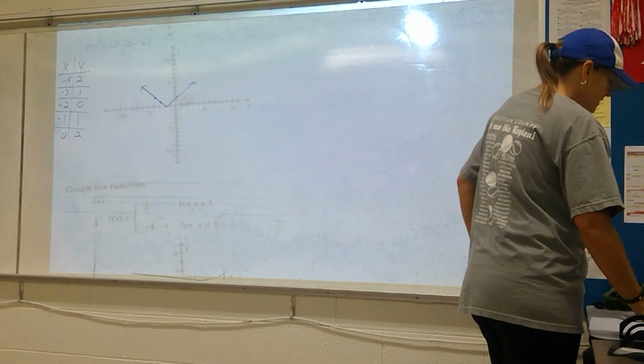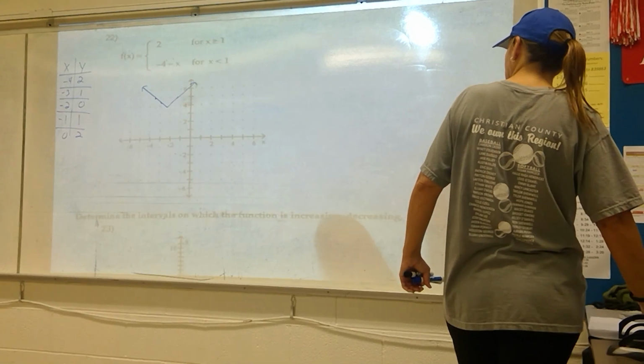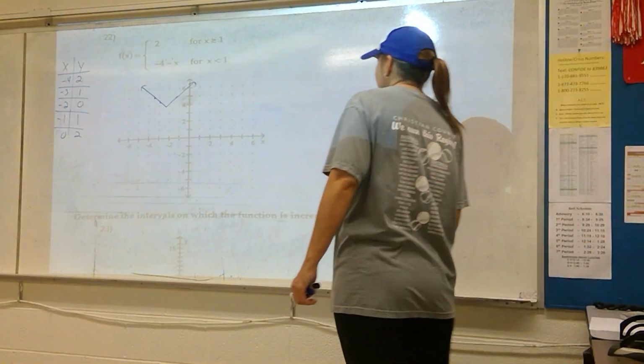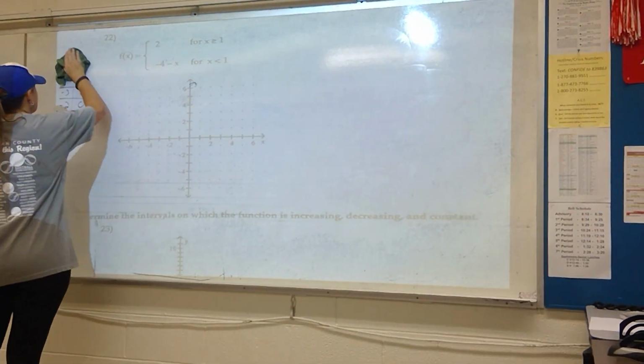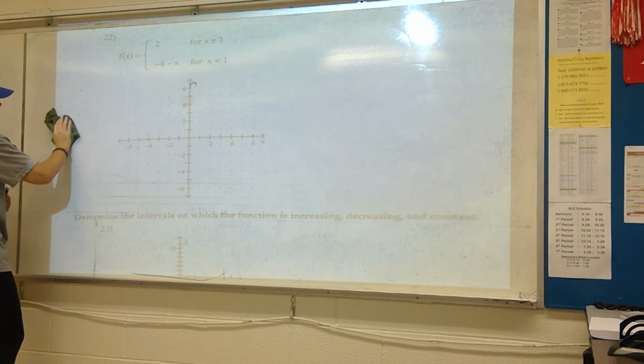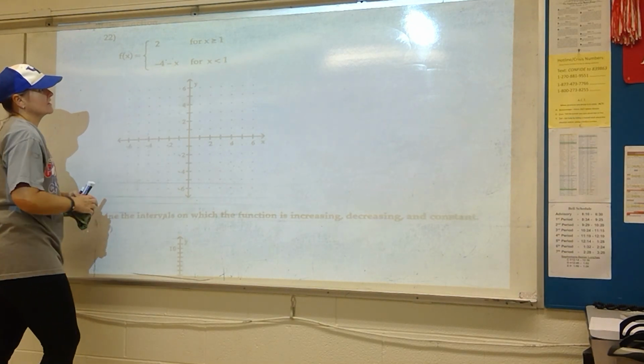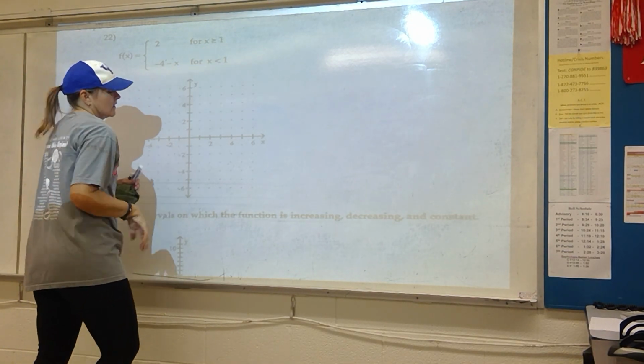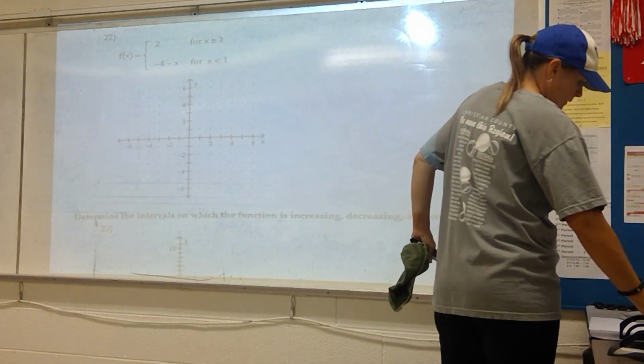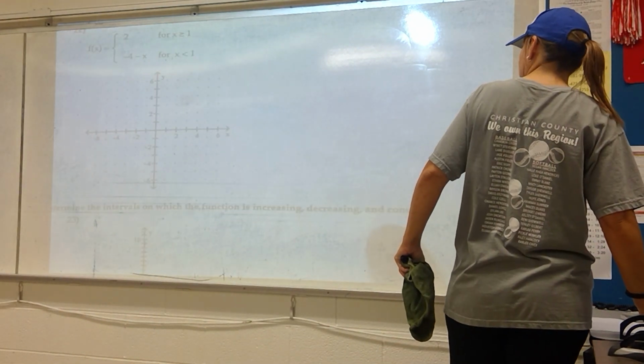Now, number 22 is called a piecewise function. You can do this with a calculator, you can do this without a calculator. Got to remember how to type it in the calculator. This is considered to be the domain. Okay, now, so I got a feeling a lot of people will be asking questions about this.